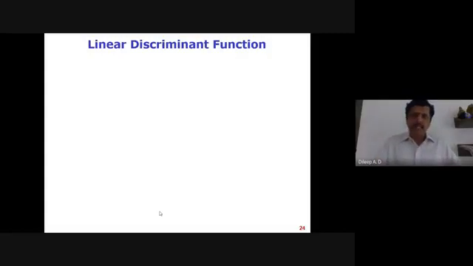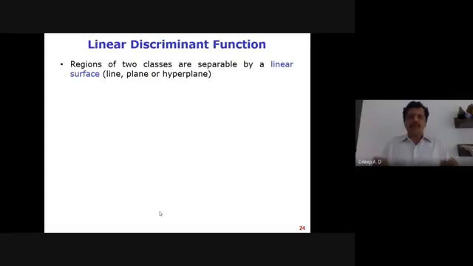The linear discriminant function means the regions of the two classes will be separated by a linear surface. What do you mean by a linear surface? It is a line in two-dimensional space, a plane in three-dimensional space, and in more than three-dimensional space it is called a hyperplane. That is a linear surface.